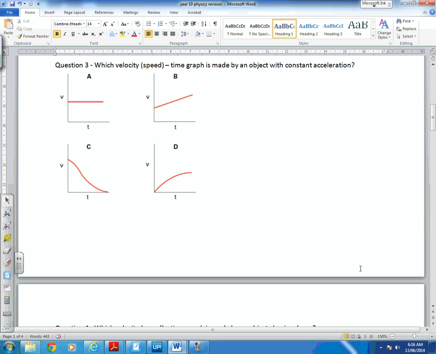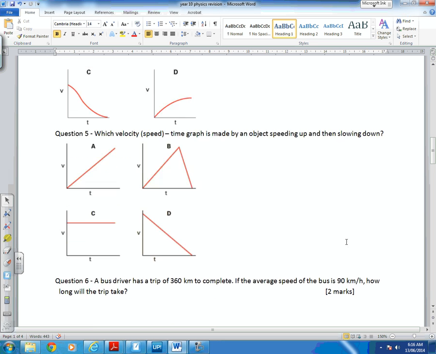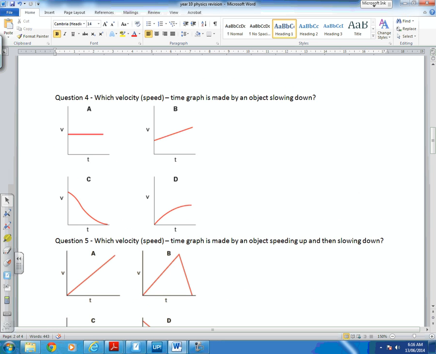Question 3, which velocity time graph is made by an object with constant acceleration? Constant acceleration means you're constantly increasing your speed, but you're increasing your speed at a constant rate, so therefore you're going to have a straight line, so it's going to be B. Question 4, which speed time graph is made by an object slowing down? If you're going to slow down, you're going to decrease your speed. It doesn't say anything about doing it constantly, so the only one decreasing our speed is C.